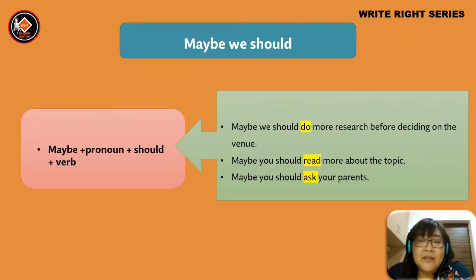Next, we have the structure, maybe we should. So you can write maybe plus the pronoun we or you and other pronouns, plus should, plus the verb. Maybe we should do more research before deciding on the venue. Maybe you should read more about the topic. Maybe you should ask your parents.